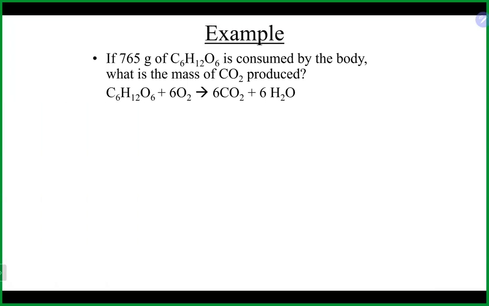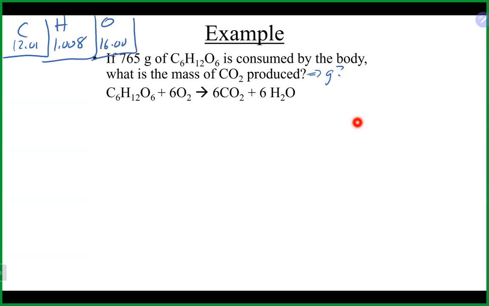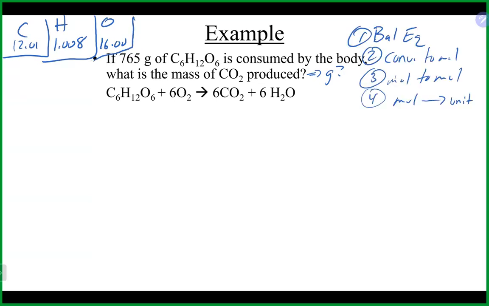So why don't you try this one here? 765 grams of C6H12O6 is consumed. What is the mass of CO2 in grams? So carbon 12.01, hydrogen 1.008, oxygen 16. All right, so once again, follow the same steps.